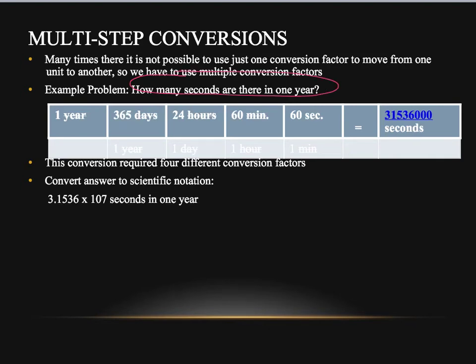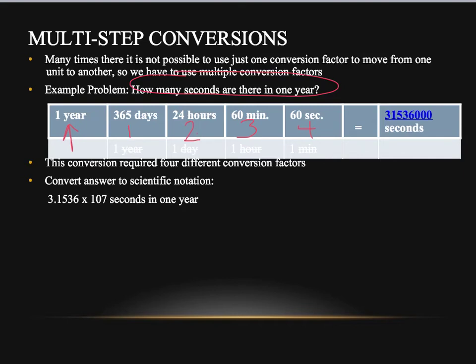And again, you can see we started with our known value, 1 year, and then we used all the conversion factors necessary to go from years to seconds. So we went days in a year, that was our first conversion, hours in a day, minutes in an hour, and then seconds in a minute. A lot of people would just do these conversions separately, which is fine, but it takes a lot more time, and it's much easier if you just set it up like this.